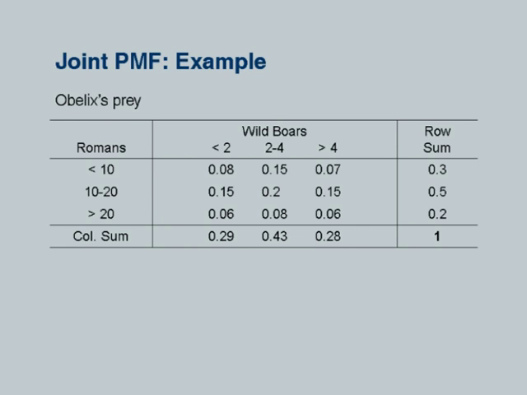What is interesting to note over here is the summation of this row. What is that probability? What is this 0.3? 30% is the probability of number of Romans being less than 10, and 50% probability of number of Romans being 10 to 20, and similarly you can have it also in this direction. So when you are summing up the rows, we are considering the whole sample set for the other one, that means the wild boars. Similarly, you can sum up the columns and get the probability for wild boars only, independent of Romans. And if you sum in either direction, you get 1, because in both directions we are considering the whole sample space. Thank you.